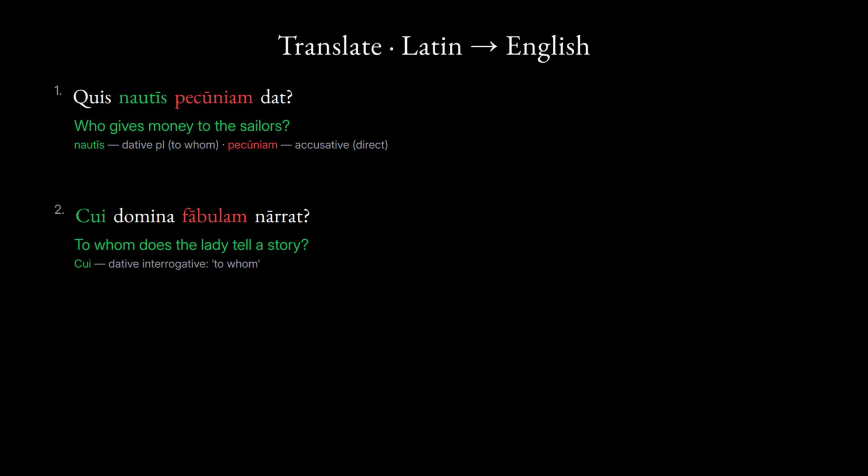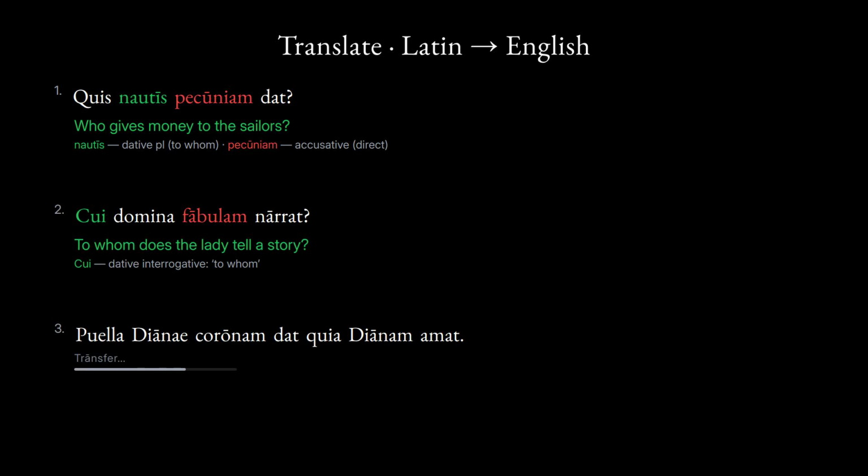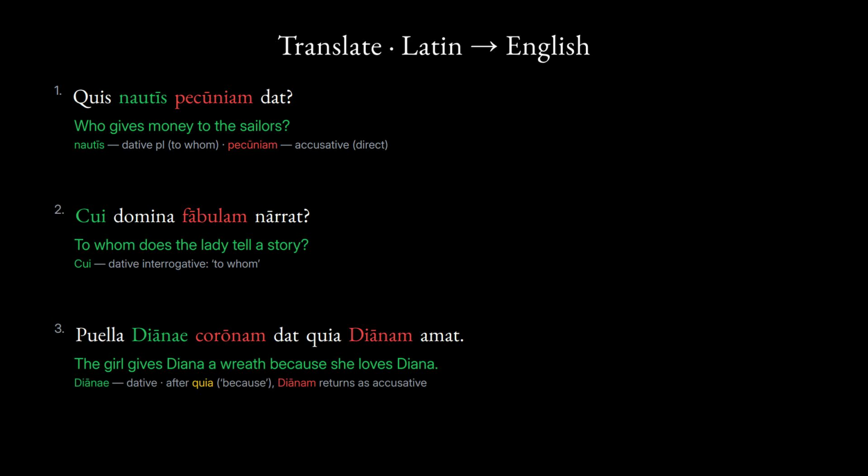A longer sentence. Puella Dianae coronam dat quia Dianam amat. The girl gives Diana a wreath because she loves Diana. After the conjunction meaning because, the name reappears as a direct object in the accusative.